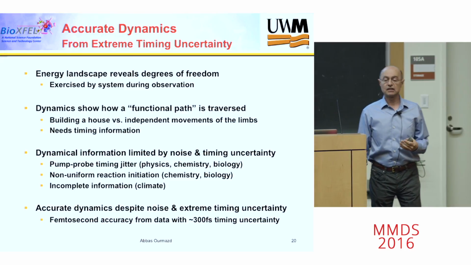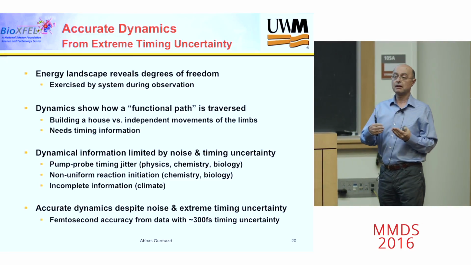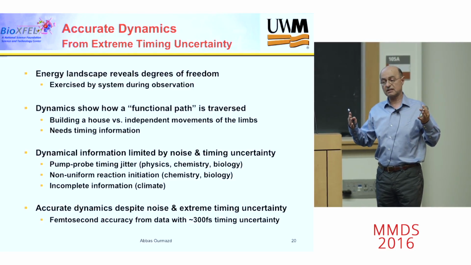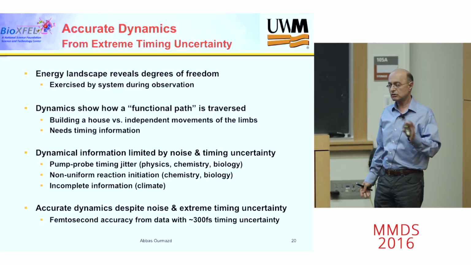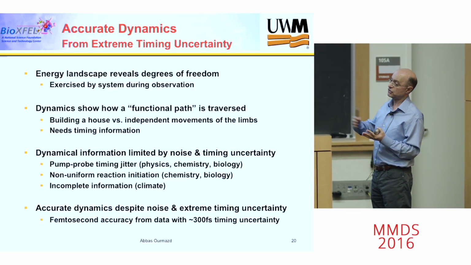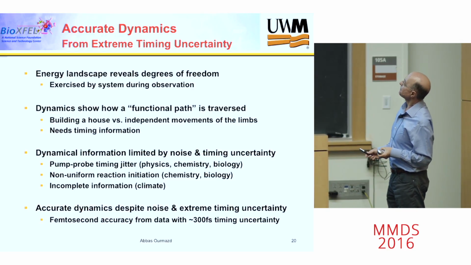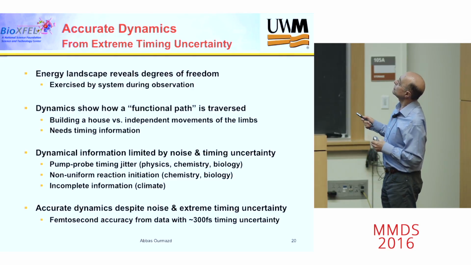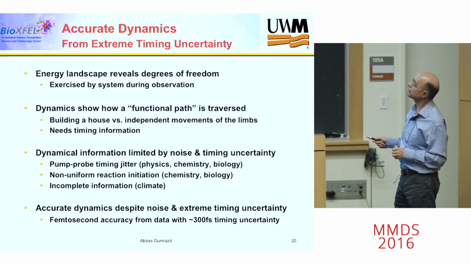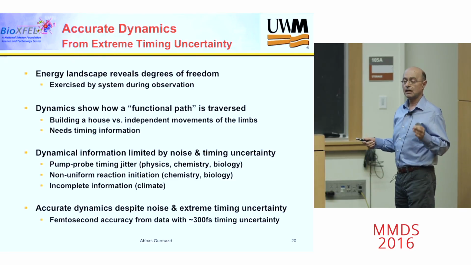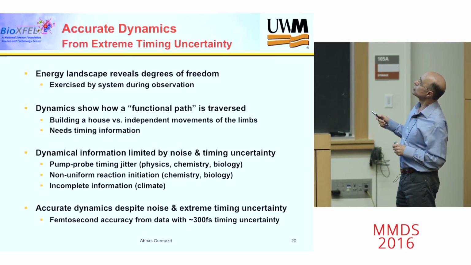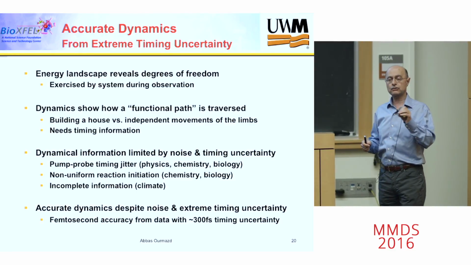So far, I've talked about movies and energy landscapes which are derived by looking at a number of random snapshots based on similarity. I had no timing information before. Now I'd like to talk about dynamics where you have timing information. To summarize, the energy landscape which I showed you before reveals the degrees of freedom and allows you to identify useful, meaningful reaction coordinates. Dynamics, however, shows how a functional path is traversed.